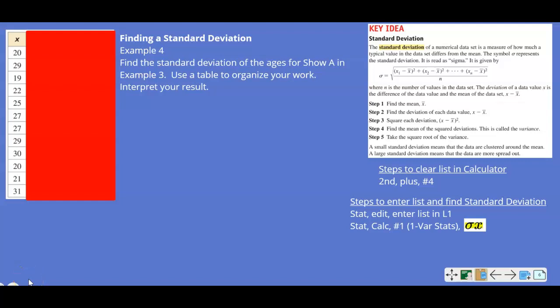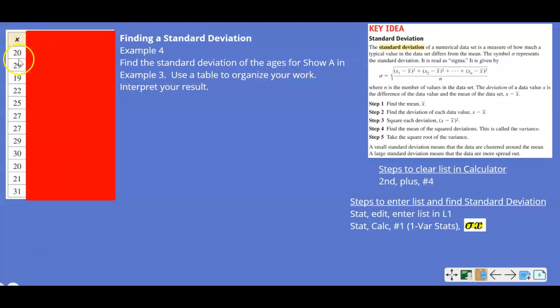Measure of center and variation. This is example 4, finding a standard deviation. Find the standard deviation of the ages for show A in example 3. Use the table to organize your work and to interpret your results.